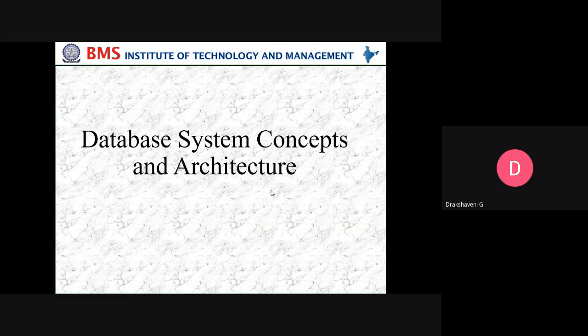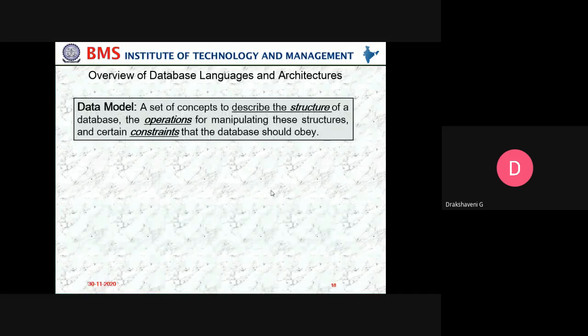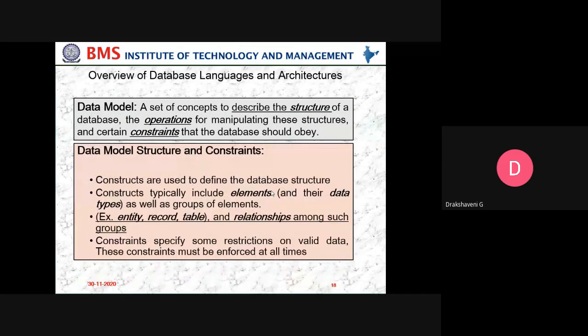Next, we move on to database system concepts and architecture. So, an overview of database language and architecture. What is a data model? A set of concepts to describe the structure of a database, the operations for manipulating these structures, and certain constraints that a database should obey. That is what is called a data model.